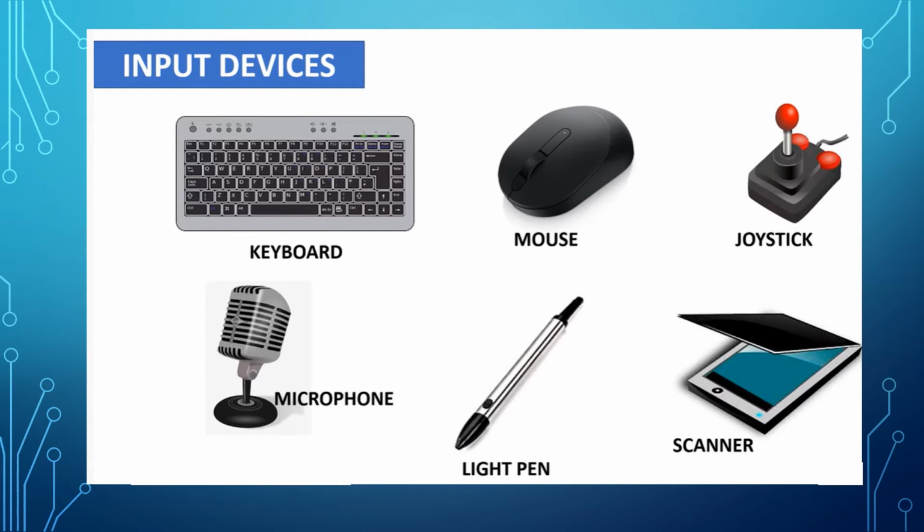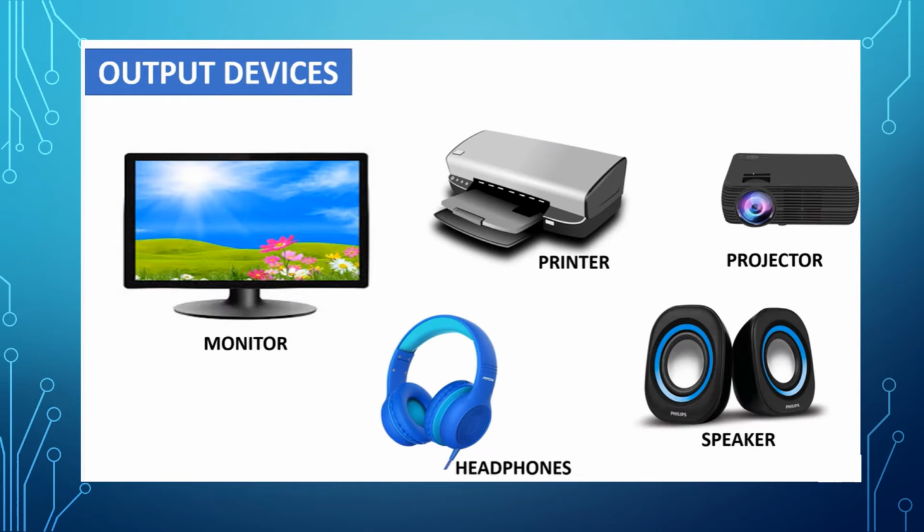Input devices are used to give data into the computer. Examples of input devices are keyboard, mouse, joystick, microphone, light pen, scanner. Output devices are used to get information from the computer. Examples of output devices are monitor, printer, projector, headphones, and speaker.